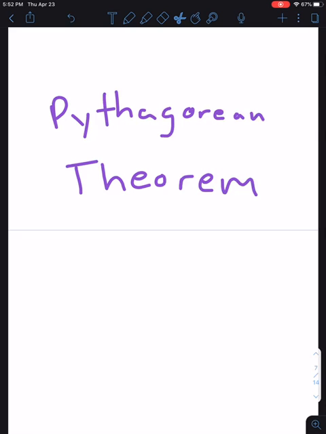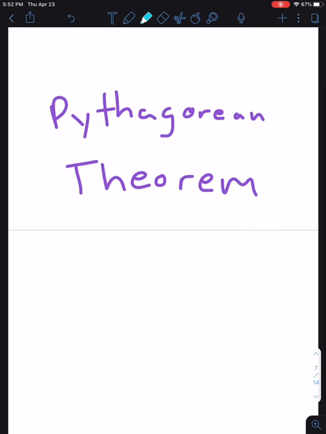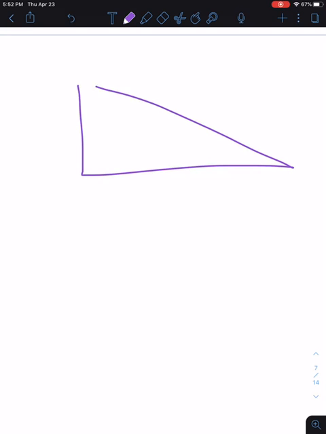All right, folks, today we're going to talk about the Pythagorean theorem. A few things before we get into this whole theorem, which is a super awesome theorem. Before we get into it, there are a few things we need to talk about. First off, this theorem only works with right triangles.